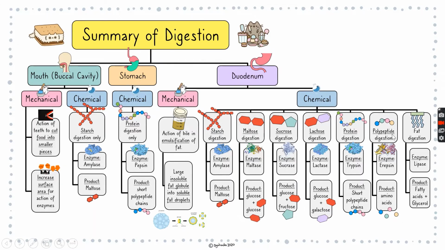Fat digestion also occurs in the duodenum, and this is due to the enzyme lipase, and the product here is fatty acids and glycerol. So fatty acid is actually these three zigzaggy lines here, and glycerol is this one big part right there. Just so you know, fat, another name for it is triglyceride. So the tri comes from 3 fatty acids, and glyceride, I think, comes from glycerol. So that's why when we break down fat in our body, lipase breaks it down into fatty acids and glycerol.